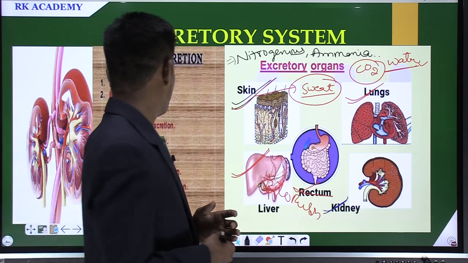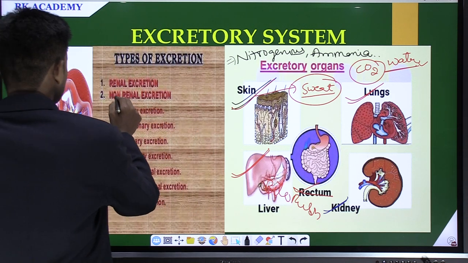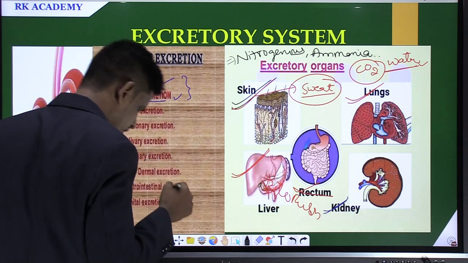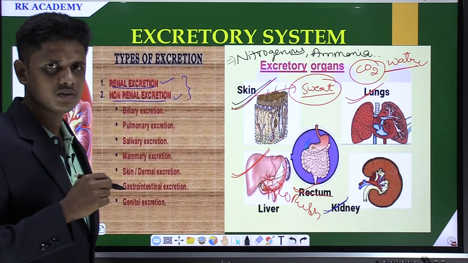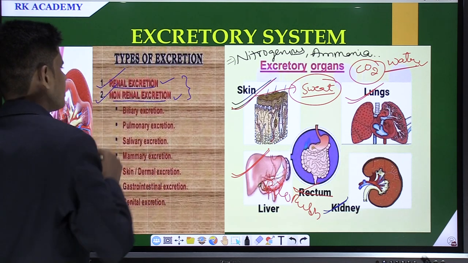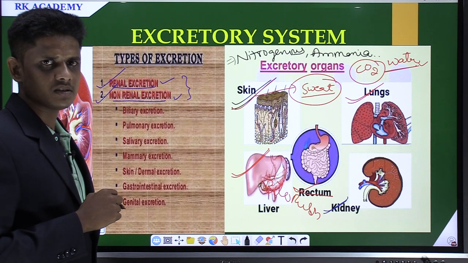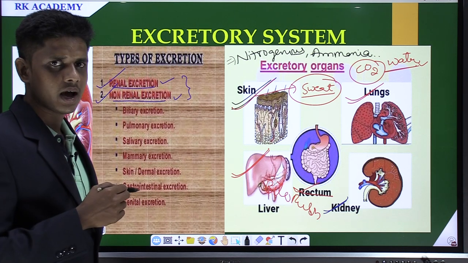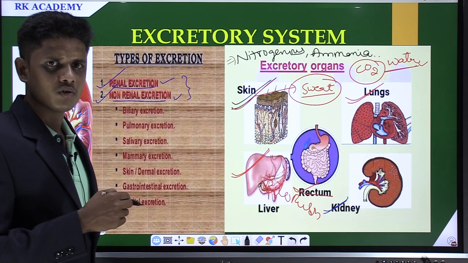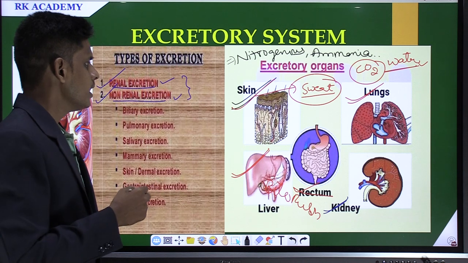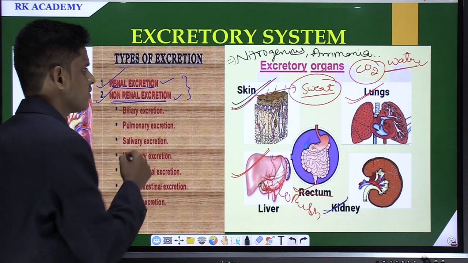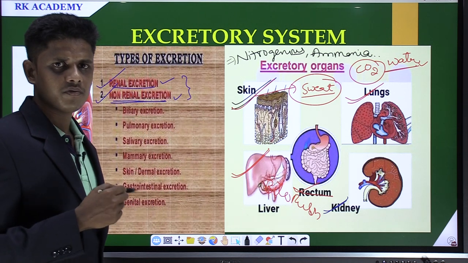You all know that. There are two terms: renal excretion and non-renal excretion. Renal excretion means excretion done with the help of kidneys. Non-renal excretion means that organisms which do not have kidneys perform the elimination procedure with some other organs. Let me discuss the elimination of waste materials as well as the excretory organs in different organisms.